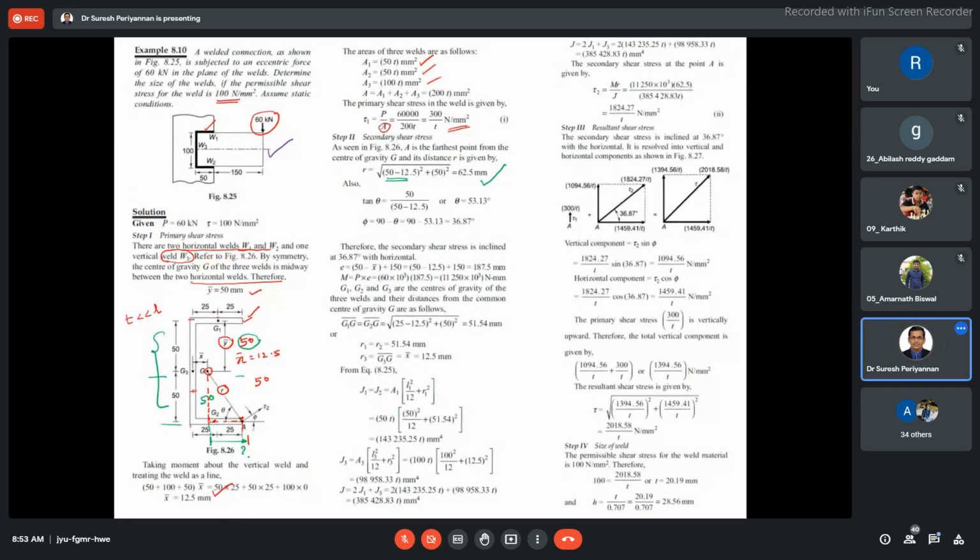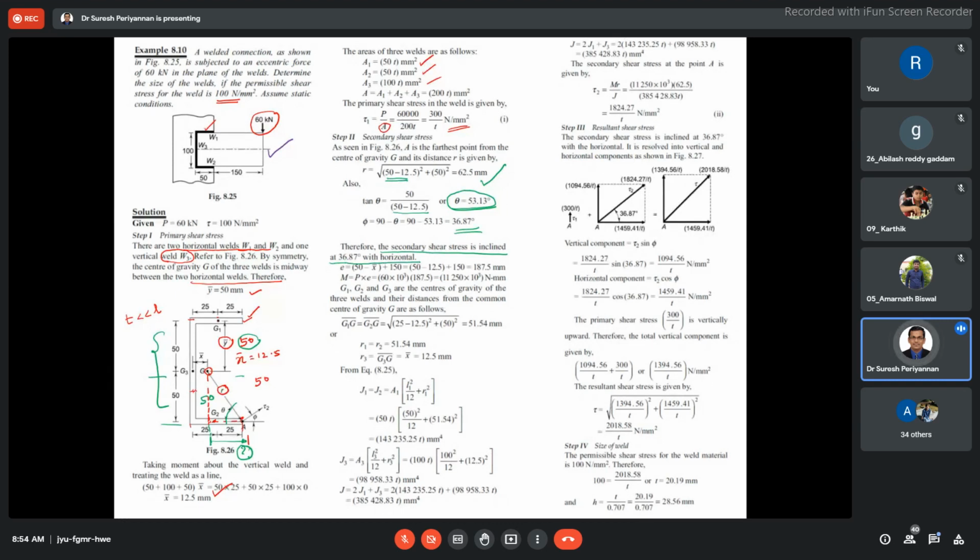Now this is the offset distance, right? Then we have to find out what the theta is here. This is the theta, the angle with respect to the center of gravity. Okay, 53.13: vertical distance 50 divided by horizontal distance 50 minus 12.5. Find out this. This is theta. Therefore the secondary shear stress is inclined at 36.87 degrees with the horizontal.